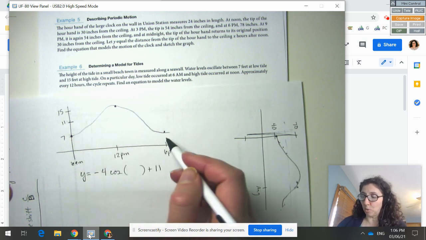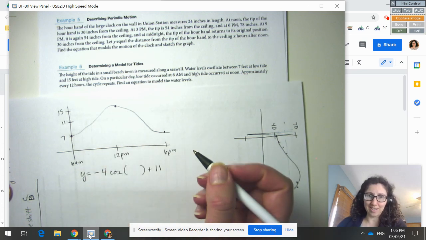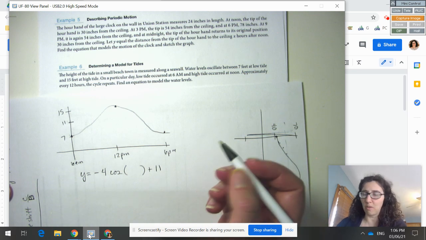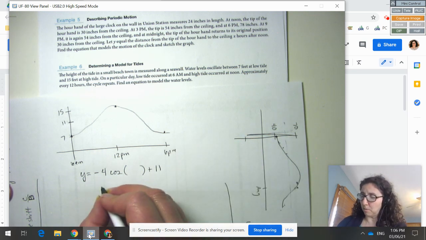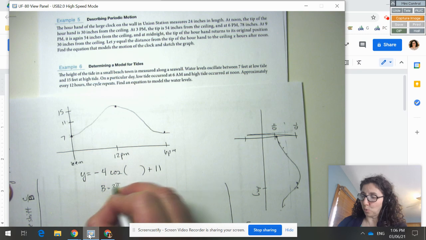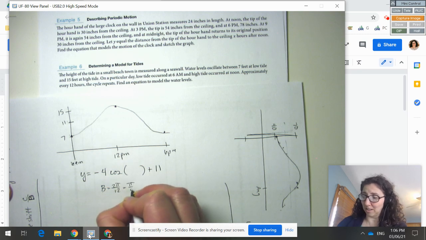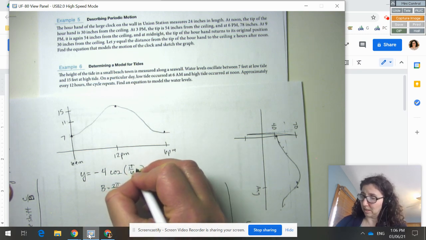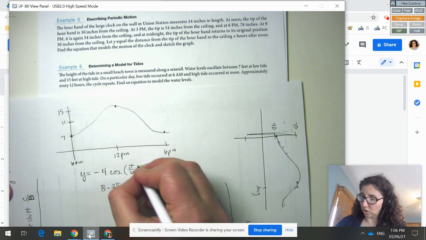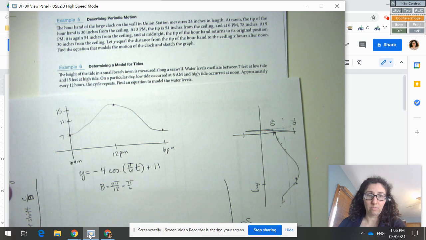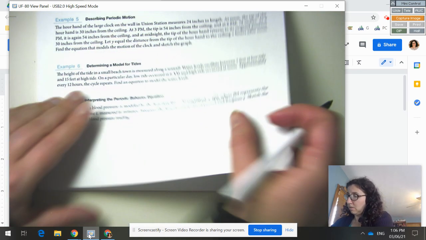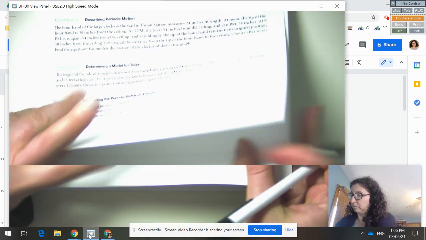Our period is 12 hours. Again, this is a coincidence. Like every period obviously isn't 12 hours. But again, b is going to be 2 pi divided by 12, so again, we're going to have pi over 6 there. Pi over 6 times, do they tell us what variable they want us to use? No, let's just say t. Okay. Let's do another one.